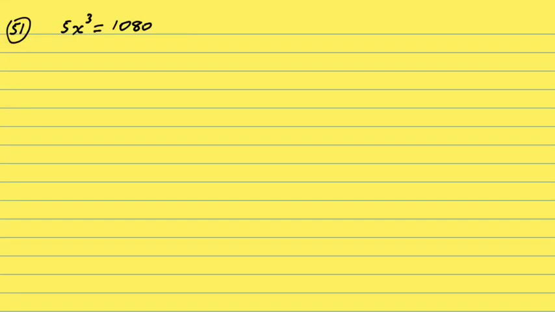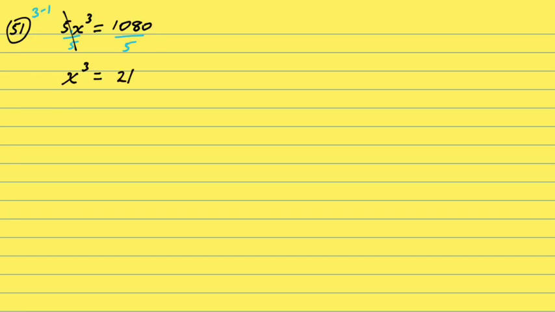Okay, these are from section 3.1. So to do 51, we're trying to isolate the variable. We're trying to solve for the variable. The opposite of multiplying by 5 would be to divide by 5. Whatever I do to one side, I have to do to both sides. So when we divide, we end up with x to the third on the left.